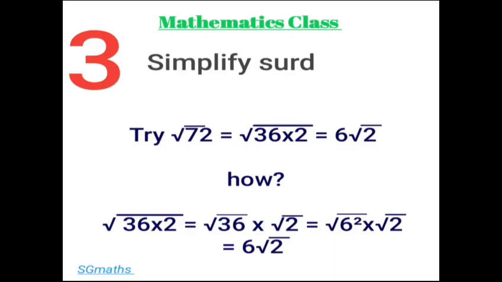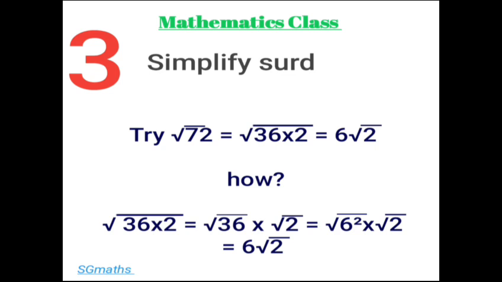Root 72 gives us what? Root 36 times 2. You must simplify this 72. 72 is very large, and if you want to find root 72, you might not get the actual answer for root 72 unless you simplify it.